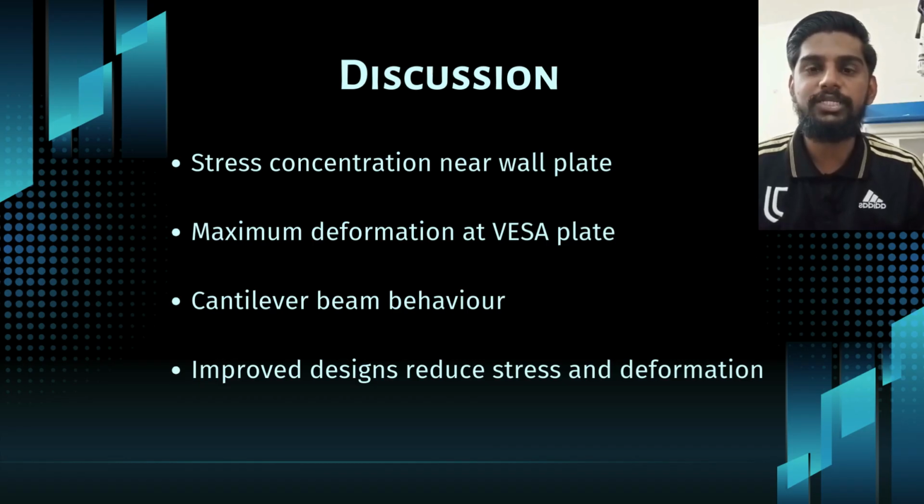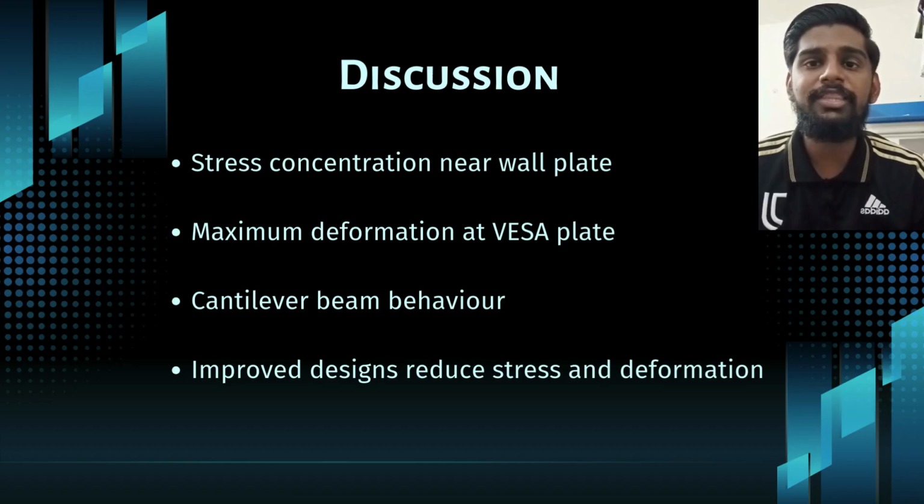Now we jump into the discussion part. This slide discusses the observation from the analysis results. For all three designs, the maximum stress is concentrated near the wall mounting plate, which is expected because the support arm behaves like a cantilever beam, where the bending moment is the highest at the fixed support. The maximum deformation occurs at the VESA mounting plate, which is the free end of the structure.